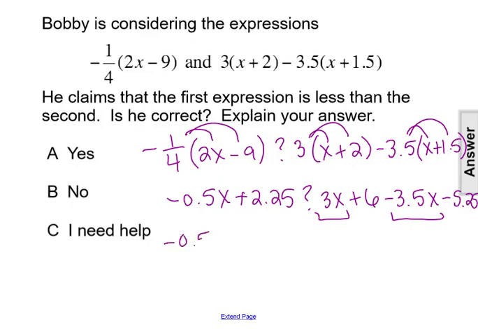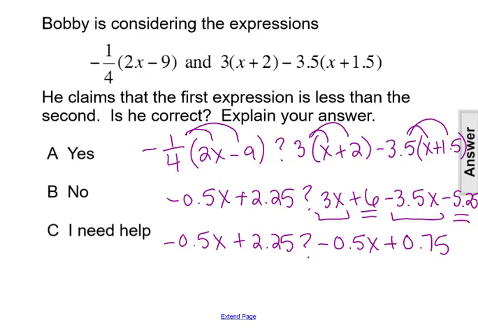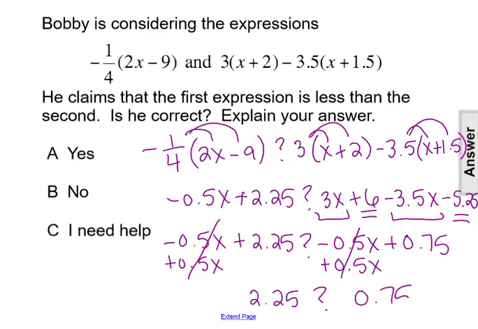So our expression on the left will stay the same. So now 3 minus 3.5x is going to be negative 0.5x, and then 6 minus 5.25 is plus 0.75. So now if we were thinking of this as an equation, we would combine our like terms with the variables. We would add 0.5x to both sides, which actually makes our variable terms go away, and we're comparing 2.25 to 0.75. Well, now that we're down to constants, it's not a question anymore.